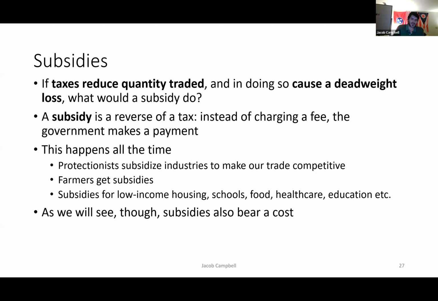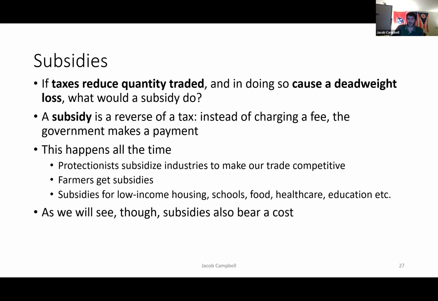Well, a subsidy is the reverse of a tax. Instead of charging a fee, the government instead makes a payment. Instead of requiring you to pay us for something, we're going to pay you to buy it. We're going to pay you to do it. And you might not think about these very often. They're just not as obvious in day-to-day life, but they're actually extremely common.